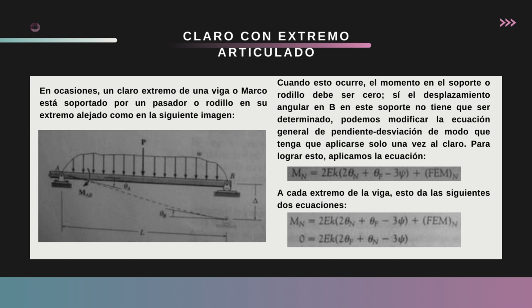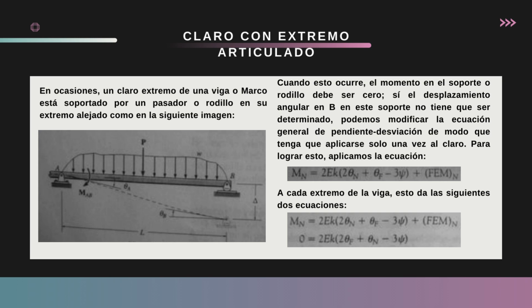Beam with articulated end. Sometimes an end span of a beam or frame is supported by a pin or roller at its far end, as in the following image. When this occurs, the moment on the pin or roller must be zero. If the angular displacement of B on this pin does not have to be determined, we can modify the general slope deflection equation so that it has to be applied only once to the span.